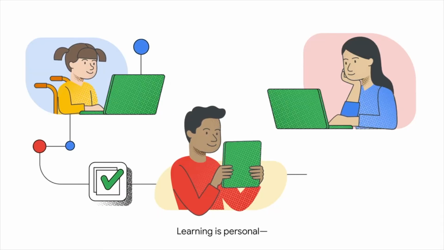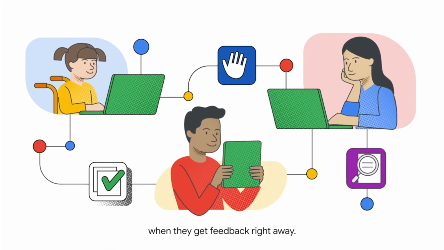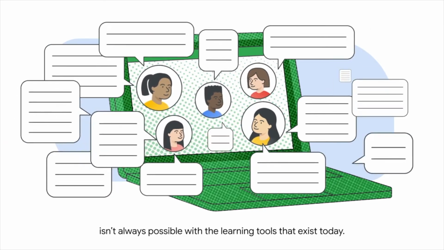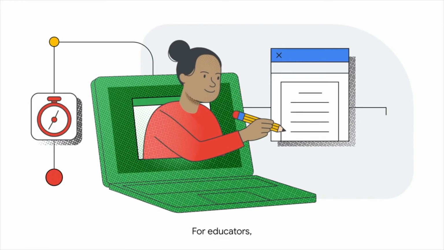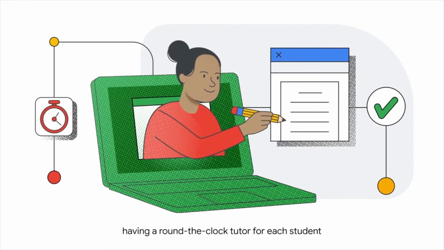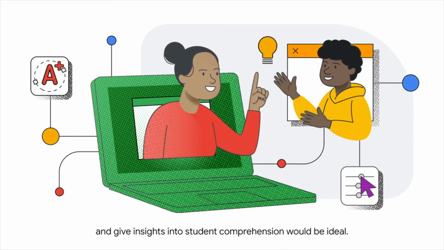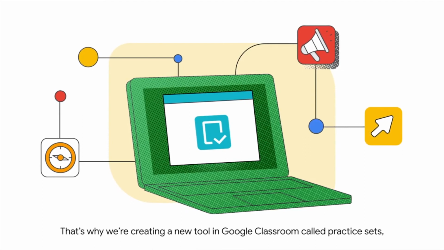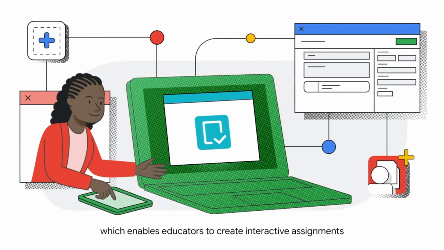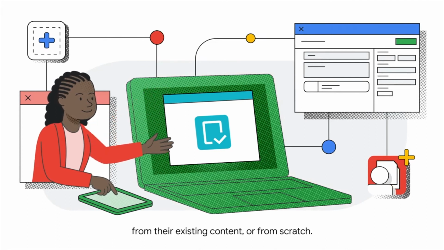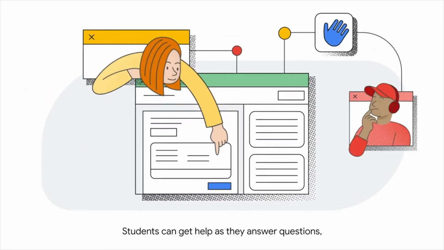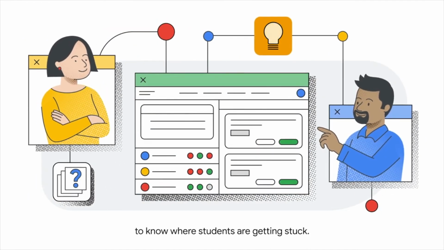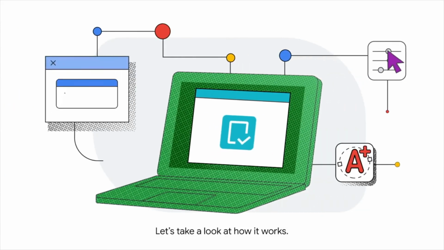Learning is personal. Students stay more engaged and learn more effectively when they get feedback right away. But one-on-one help for each student isn't always possible with the learning tools that exist today. For educators, having a round-the-clock tutor for each student that could help them grade classwork and give insights into student comprehension would be ideal. That's why we're creating a new tool in Google Classroom called Practice Sets, which enables educators to create interactive assignments from their existing content or from scratch. Students can get help as they answer questions, and teachers can get automated insights to know where students are getting stuck. Let's take a look at how it works.